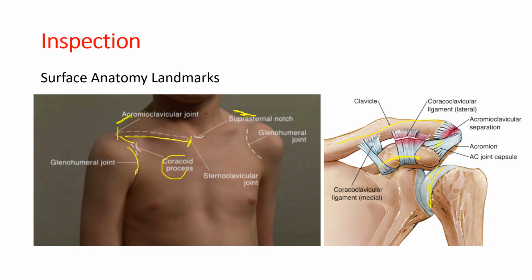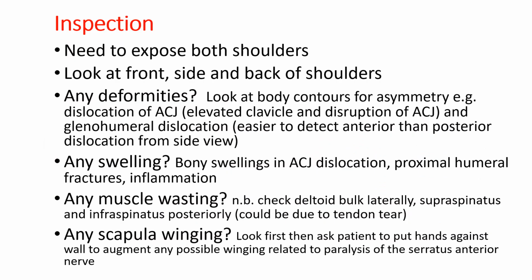When looking for dislocation of the glenohumeral joint, you need to look at a sideways approach. So always look from the front, the side, and the back posteriorly to look at the scapula and muscle wasting as well. Like I say, you need to expose both shoulders. You need to look at the front, the side, and the back. When looking at the front, any deformities or asymmetry? Is the clavicle elevated compared to the other side? Could there be an AC joint dislocation?